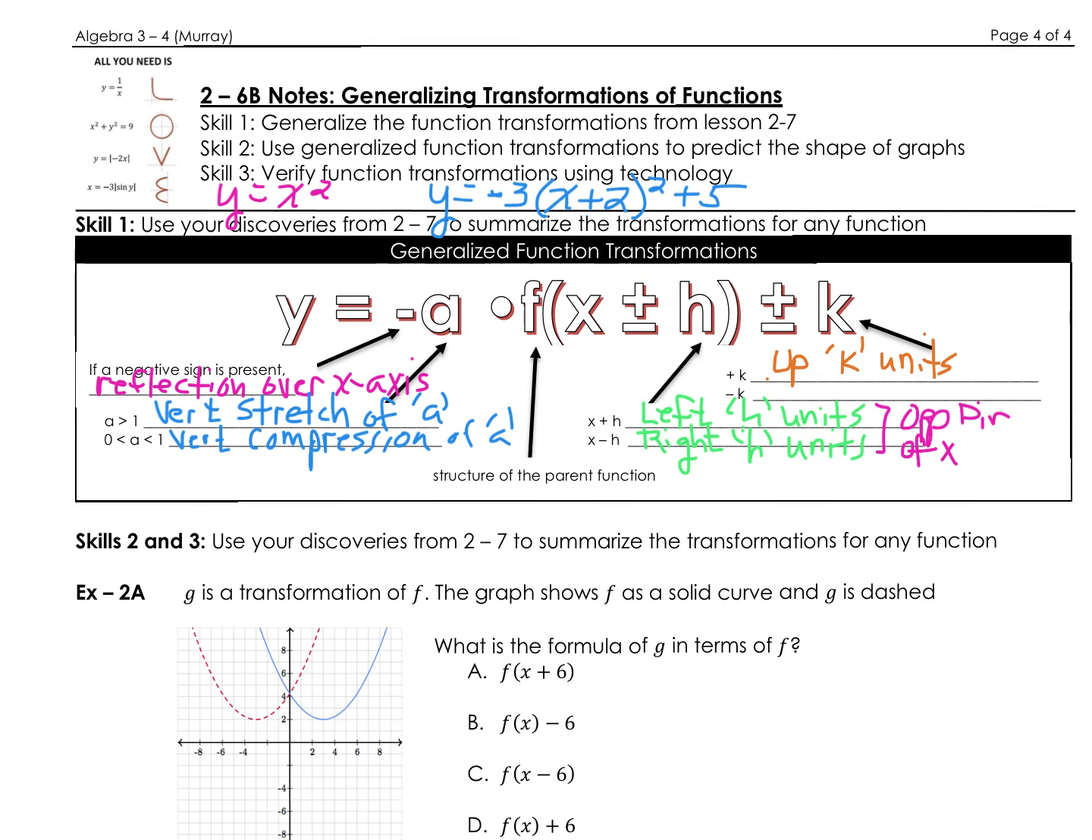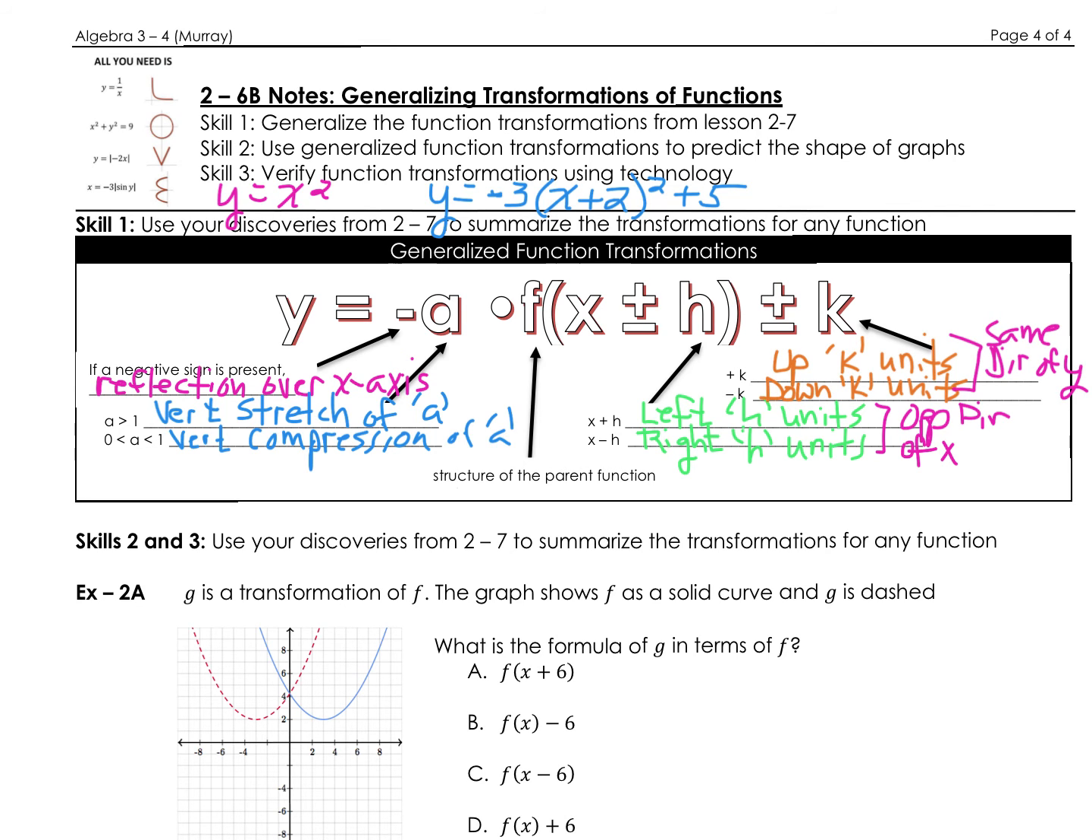And if your k is negative, you are going to go down k units. All right, so of course, this is the same direction of y.